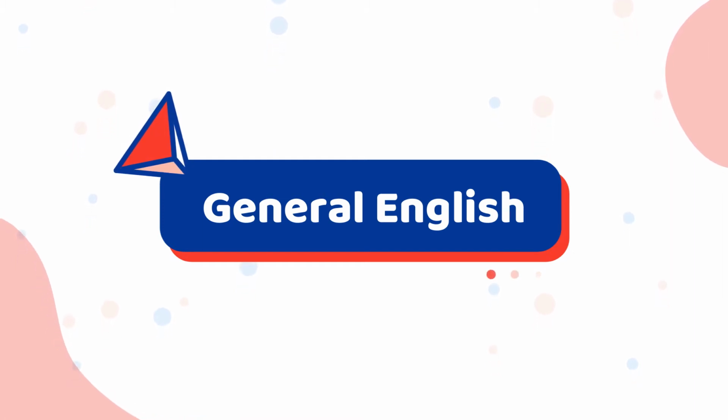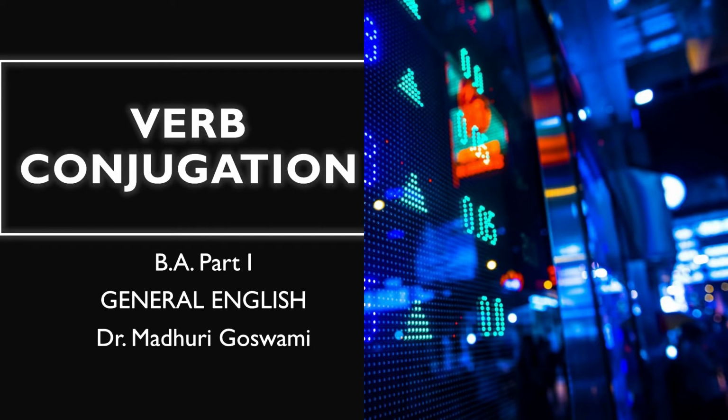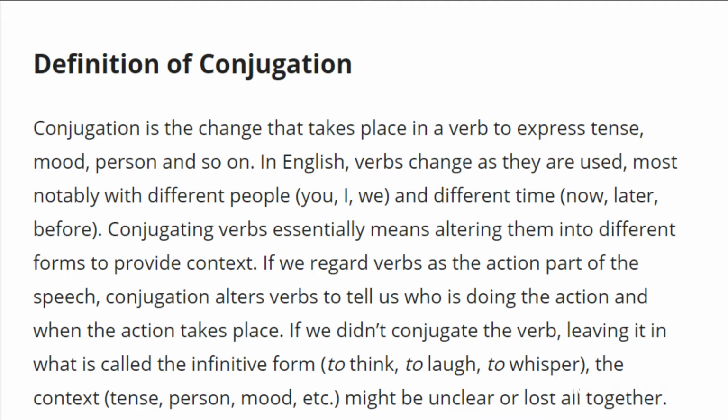Dear students, it's good to have a quick recap of what is conjugation, what is verb conjugation in English. Verb conjugation is the change that takes place in a verb to express tense, mood, person, and so on. In English, verbs change as they are used, most notably with different people and different time. Dear students, please pause the video here and note down this definition, because this might be a bit theoretical for you. So I suggest that you should note it down, read it twice or thrice, then you will be able to understand it clearly.